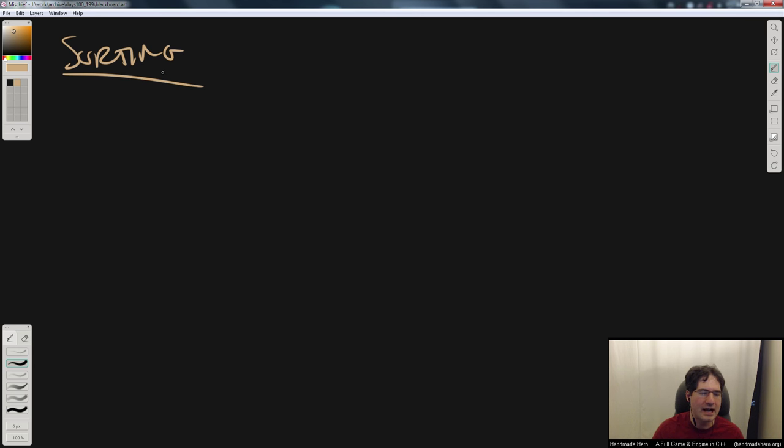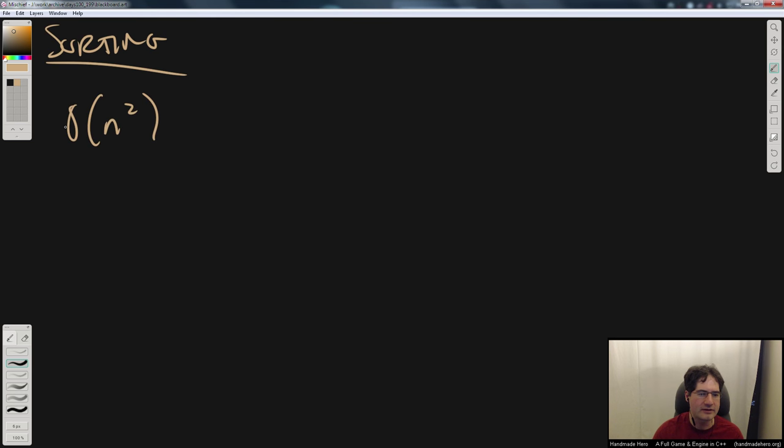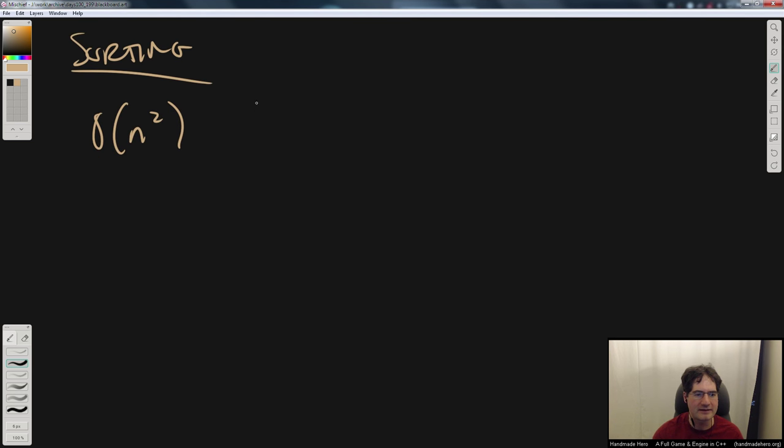So anyway, back to sorting. We talked yesterday very briefly about the fact that our bubble sort was n squared. And the reason that we were saying that it was n squared was because it takes n passes over n things. We have the elements that we're trying to sort, and we have to do n passes over that. So n passes times n things is n squared.